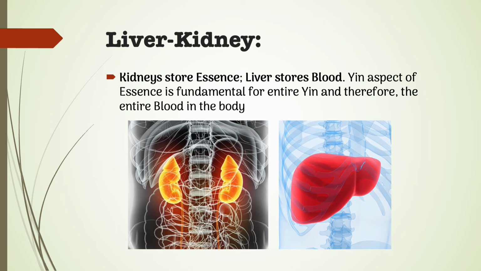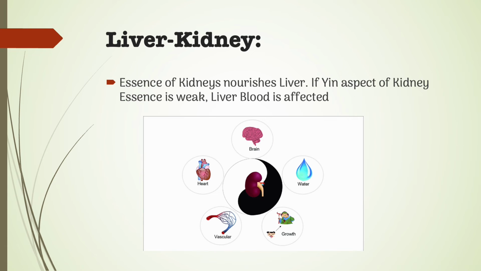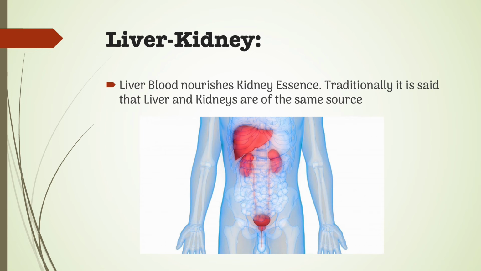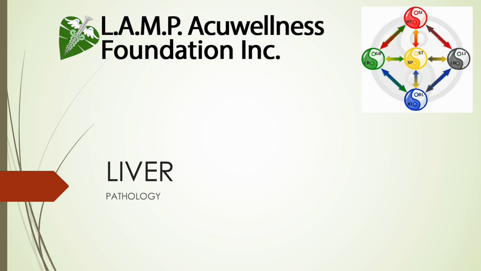The kidneys store the essence. Liver stores blood. The yin aspect of the essence is fundamental for the entire yin and therefore the entire blood in the body. Essence of the kidneys nourishes the liver. If the yin aspect of the kidney essence is weak, liver blood is affected. Liver blood nourishes kidney essence. Traditionally, it is said that liver and kidneys are of the same source.